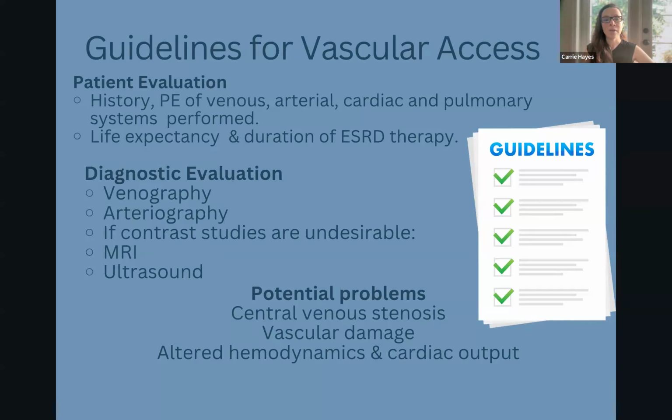Arteriography, the same idea, especially patients with diminished pulses, because this gives us some clues. Maybe there's an occlusion or obstruction or a stenosis that would be important when we're looking at making a connection between the arterial and venous systems. And then if contrast studies are undesirable, MRI, ultrasound. I think now we're using ultrasound before. So, potential problems we may run into: venous stenosis, prior vascular damage, or seeing altered hemodynamics and cardiac output.